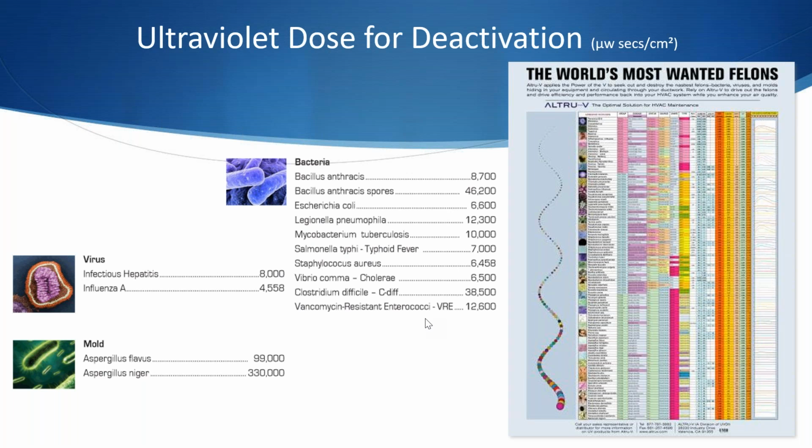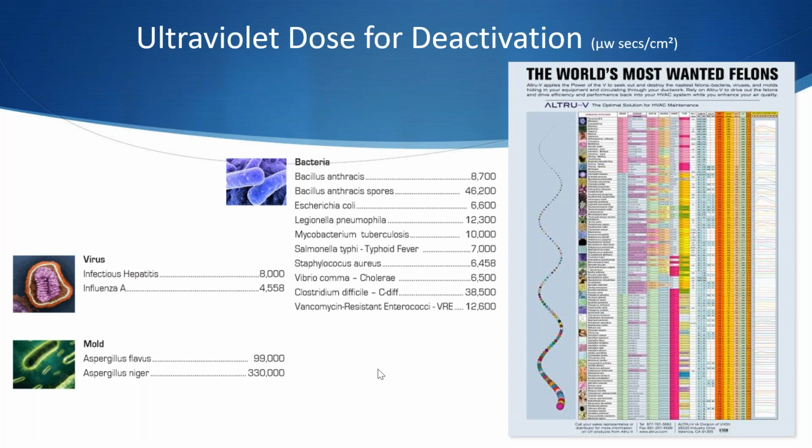So this is a chart for the doses required for various pathogens. This comes from studies that are done in lab settings, and these numbers are provided and widely accepted and utilized in modeling throughout all the UV industry. So in this example, influenza A requires 4,558 microwatt seconds per centimeter squared. This is for a 99% inactivation rate. It is much easier to inactivate coronavirus. It requires about just over 1,900 microwatt seconds per centimeter squared. And it's really, really hard to inactivate Aspergillus niger, or black mold, at 330,000 microwatt seconds per centimeter squared.